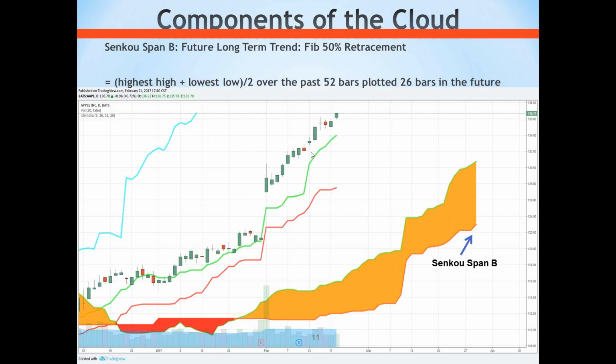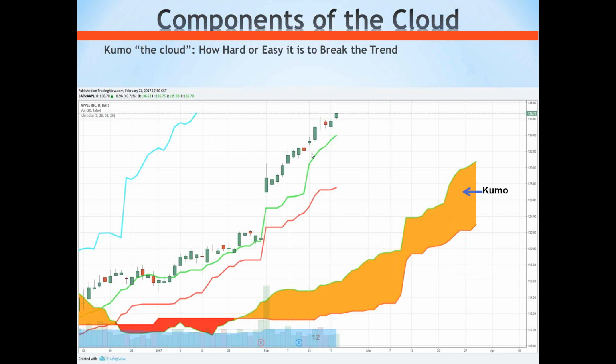So after we have the bounds of the shaded area here, it forms the fifth component of the cloud, the Kumo, the shaded area between the Senkou span A and Senkou span B. Some Ichimoku cloud practitioners don't really put a whole lot of weight into analyzing how thick the cloud is, or the slope of the Kumo. I think it's really important, right?